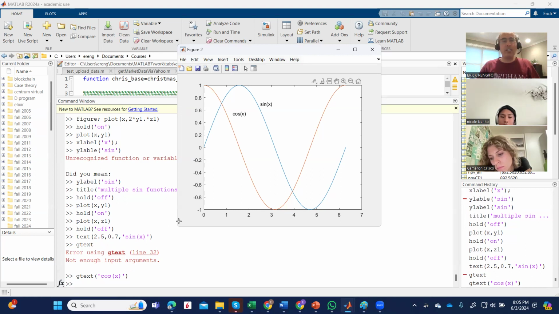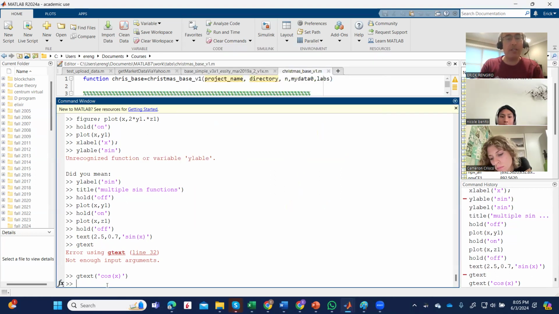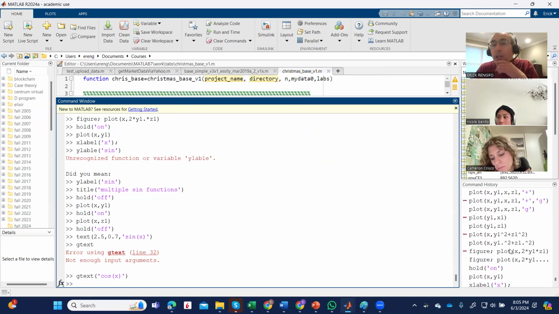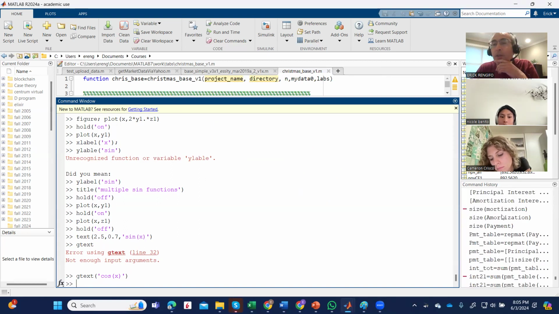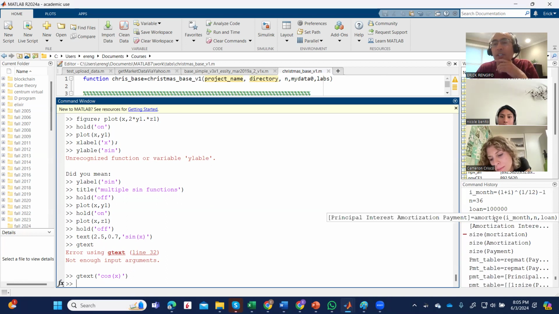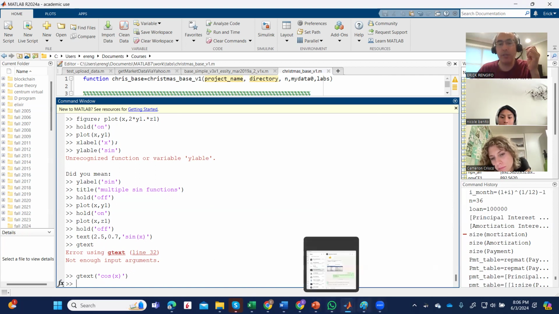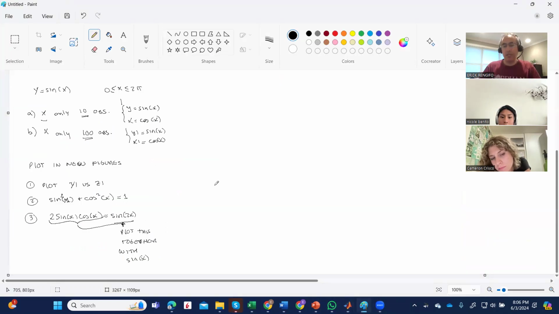What I want from you guys, let me check if we have the table. Remember, we created a table, our amortization table. Do you remember that? Payment table. So we have, here you see, guys, principal, interest, amortization, and payments. Okay? So what I want from you is the following, using the amortization example.